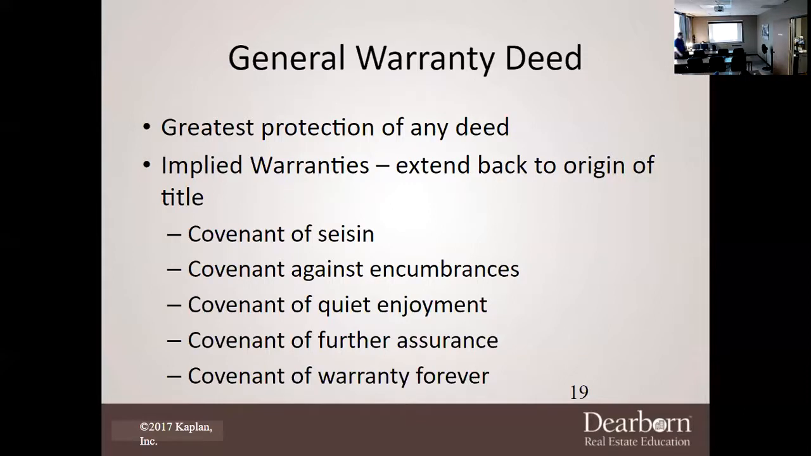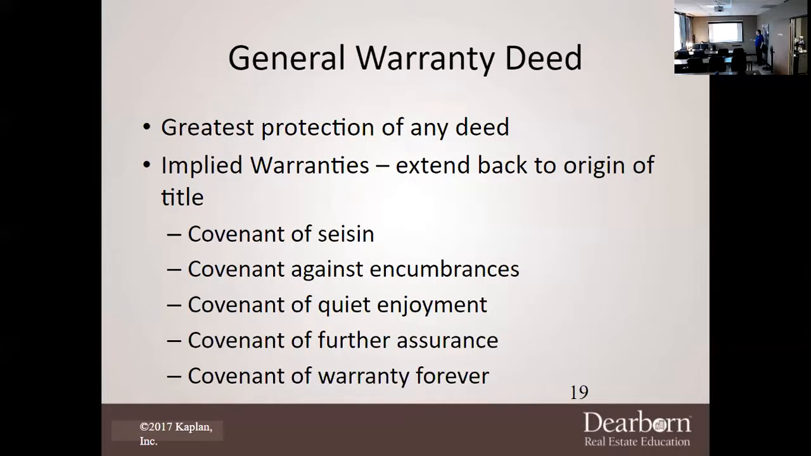Is that correct? So when we're talking about these, it gives you the greatest protection of any deed, and implied warranties extend back to the origin of the title. Did you see that? The origin of the title means back from the very first time it was sold, we're going all the way back to that point.